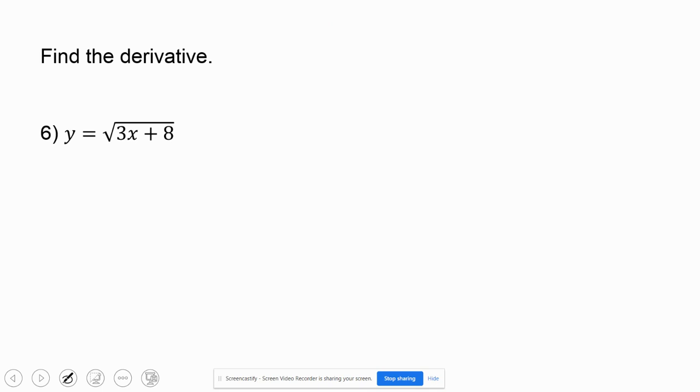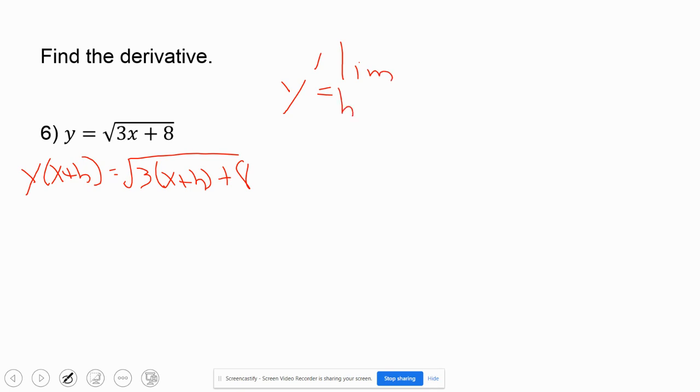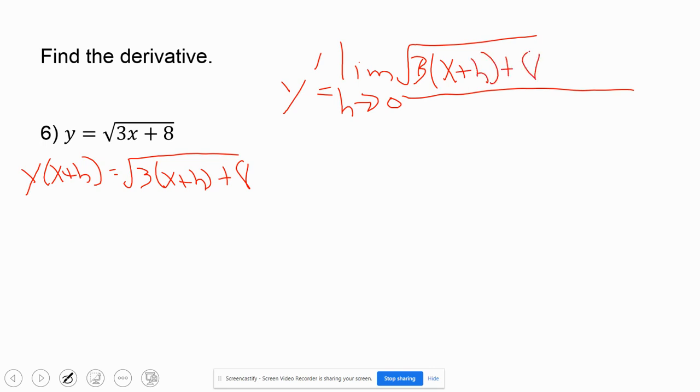For the definition, we need the original function, and then we need to know what the function is when you plug in x plus h. That's the square root of 3 times x plus h, plus 8. And then you plug them into your definition of a derivative: the limit as h approaches 0 of f of x plus h, plus 8, minus the original function, all over h.